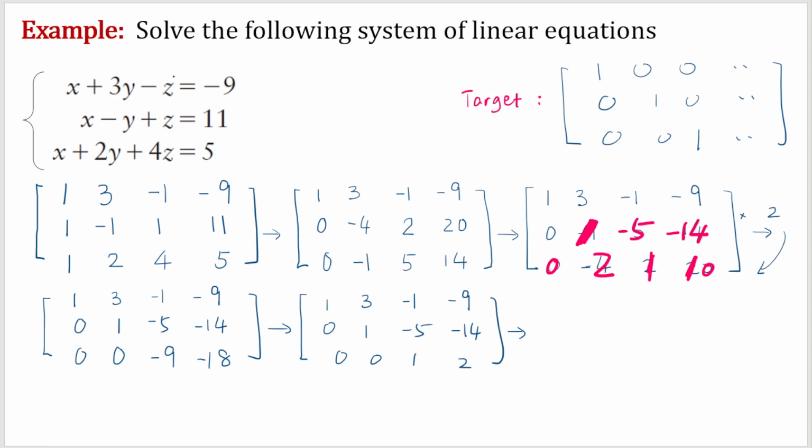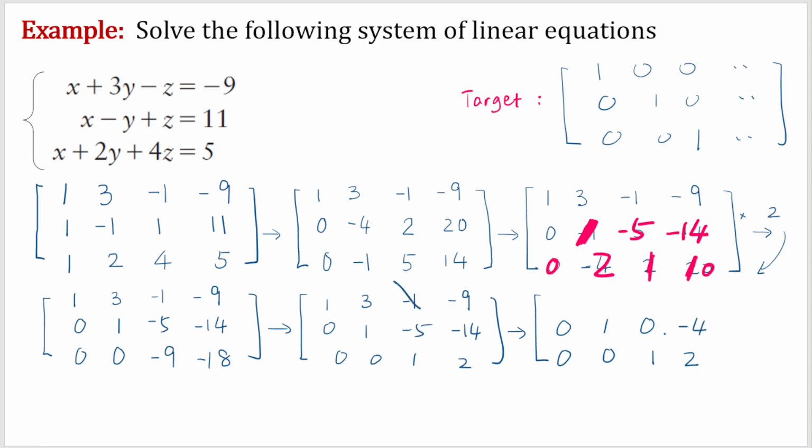Then remember we want this number to be 0 here, right? So we can use the third row times positive 5 added to the second row. You see that? So in this case, third row does not change, which is 0, 0, 1, 2 times positive 5 added to the second row gives us 0, 1, 0, and negative 4, right?